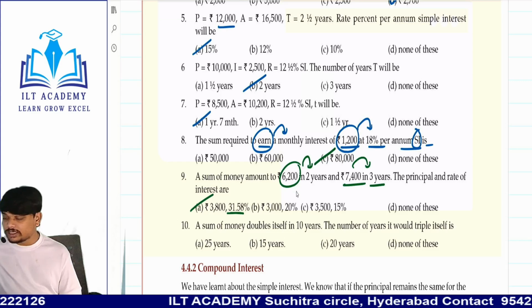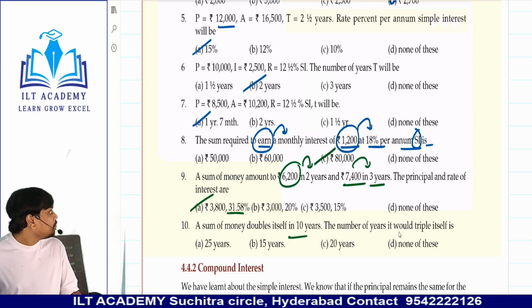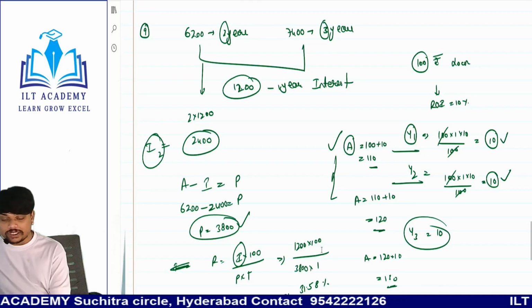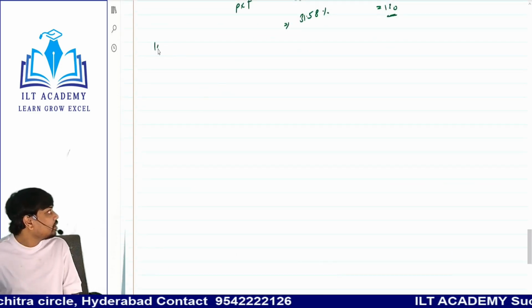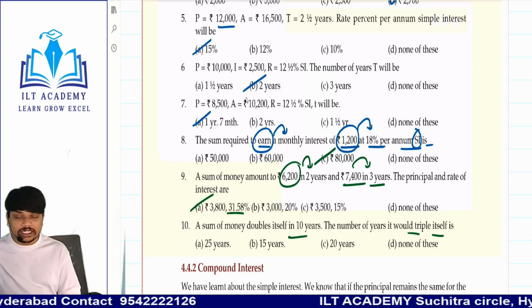This is the question. Now last question. A sum of money doubles itself in 10 years. The number of years it will triple itself. So whenever these kind of questions come, you need to take numerical examples. Here, how to do it: a sum of money doubles itself in 10 years.